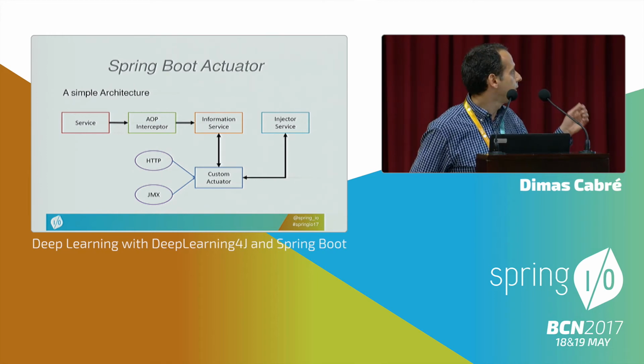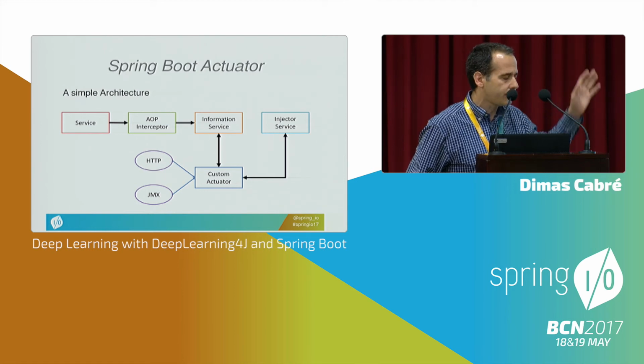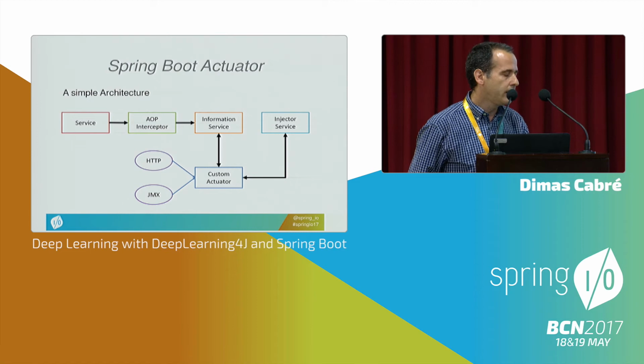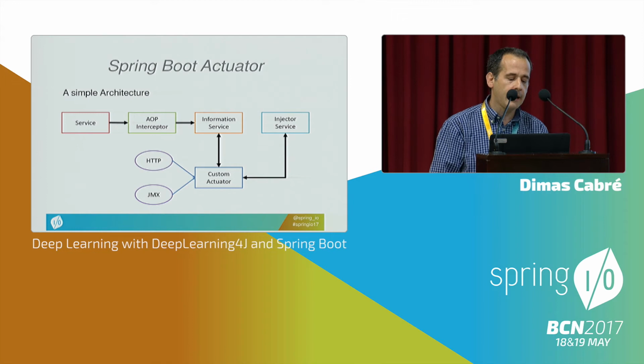We have a service that has some feature or some business process in our application. We make an interceptor that provides some information to an information service. This information service is the component that provides information to the custom actuator, which is the component responsible for providing us monitoring information. You can use either the HTTP or JMX protocols to consume this information, okay?